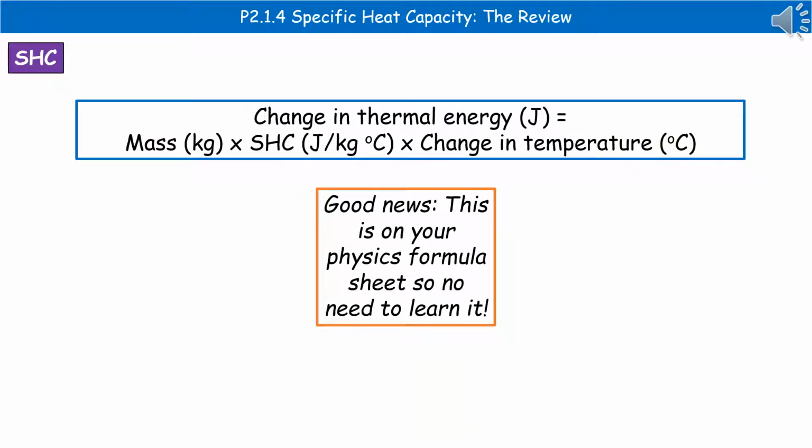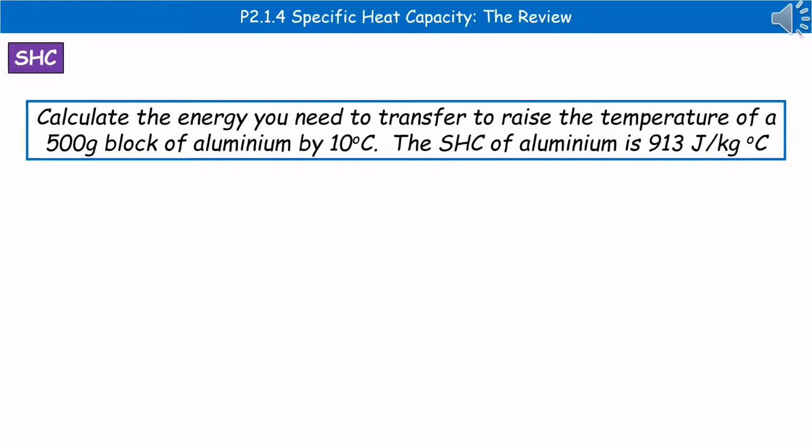So as you probably guessed, there is a calculation for specific heat capacity, but there is a bit of good news finally. AQA have decided to stop being mean and actually give you one on the physics formula sheet you get in the exam. So this one, you don't have to learn it, you just need to remember it's on your formula sheet and use it. So the change in thermal energy in joules is the mass in kilograms times the specific heat capacity times the change in temperature.